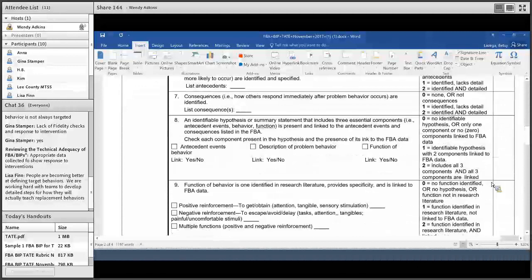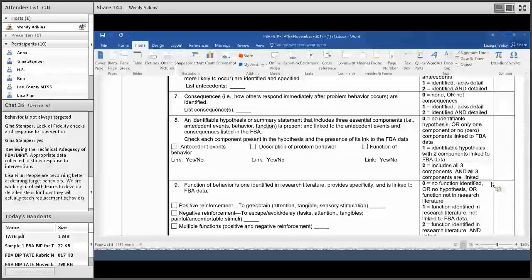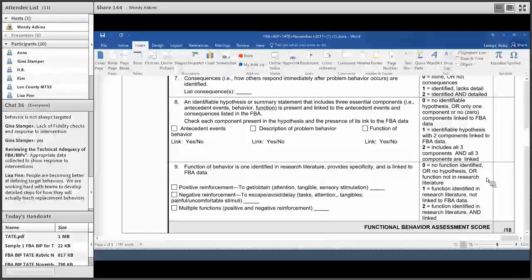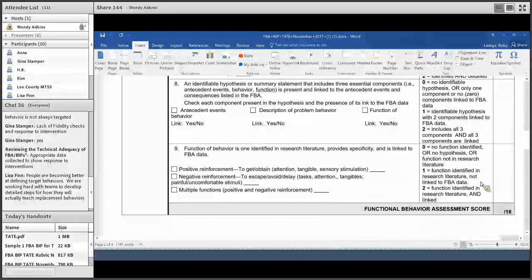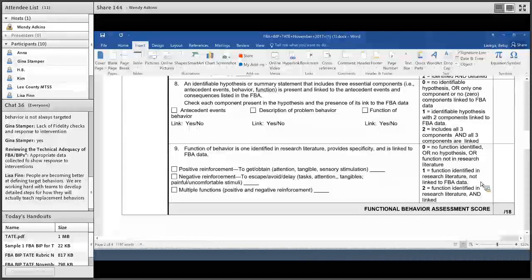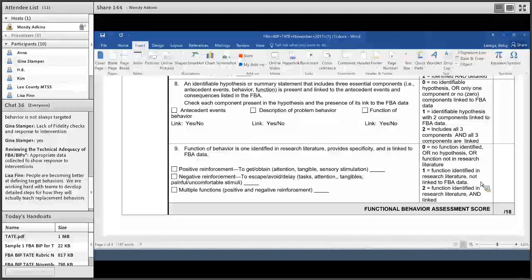Number 7, we're looking for the consequences. And as I explained before, we want the actual responses made by others and enough detail that we understand it. And number 8, now we're looking for the summation or the hypothesis. Was the hypothesis written? And if it was, did it use the information from 4, if there was a setting event in 5, 6, and 7? Can we do a mapping back to all of those and see where they got this information in the hypothesis? So we want to see, do they have these components and is it linked back to the information?